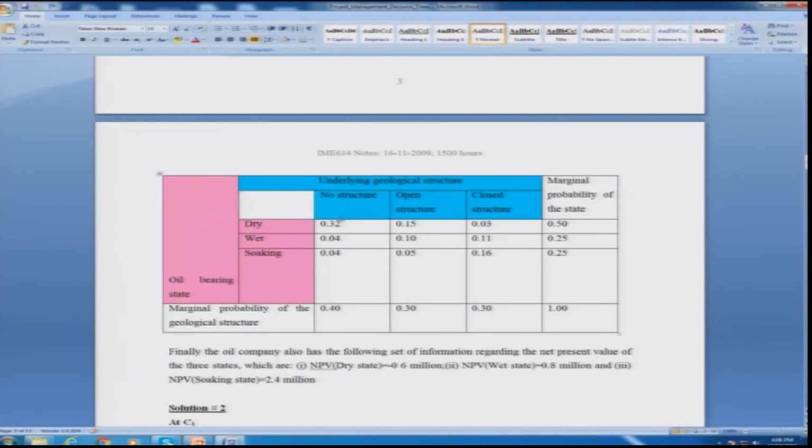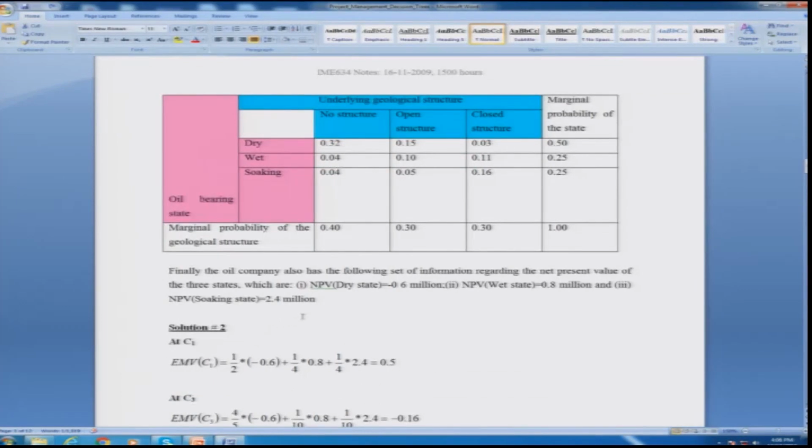Now, the values which are given inside are provided. It means that given no structure and dry, the conditional value provided is 0.32, or say for example, with soaking and closed it is 0.16 or 16%. So, you will have the different values which are given. Finally, the oil company also has the following set of information, which means the net present value of the dry state is a negative value. The net present value for the wet state is positive 0.8, and for the soaking it is 2.4. So, it is minus 0.5, plus 0.8, plus 2.4.